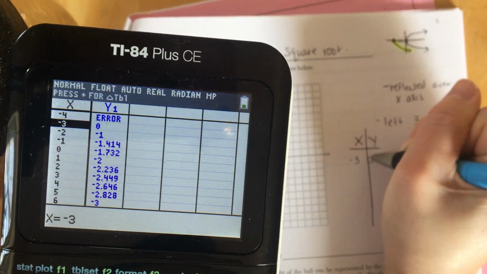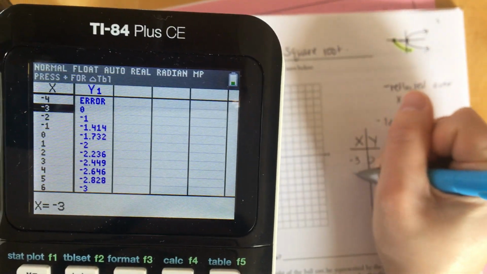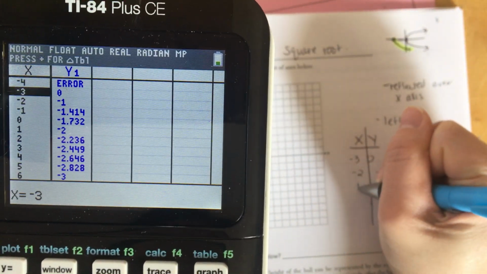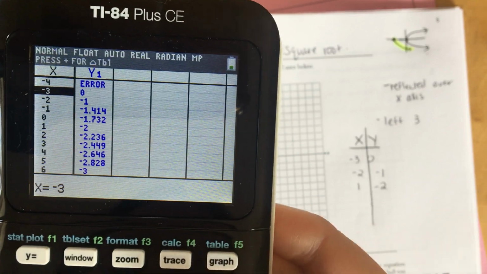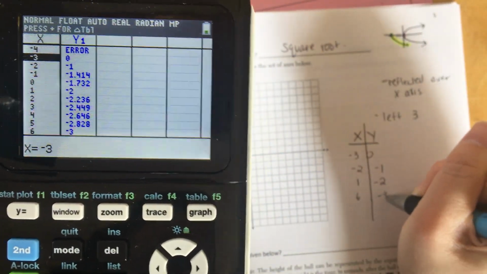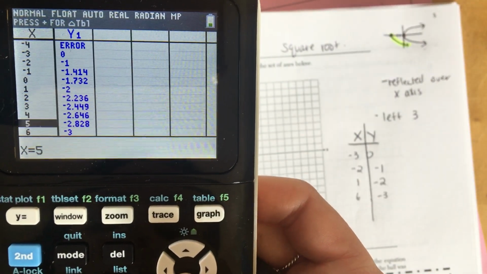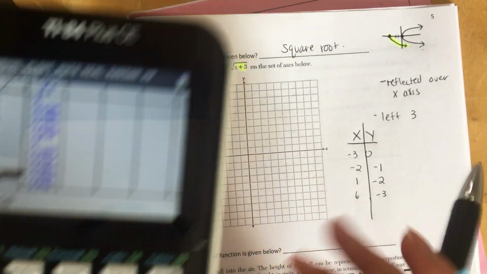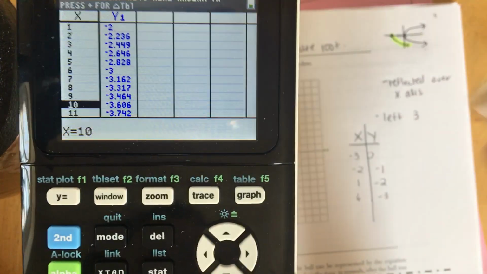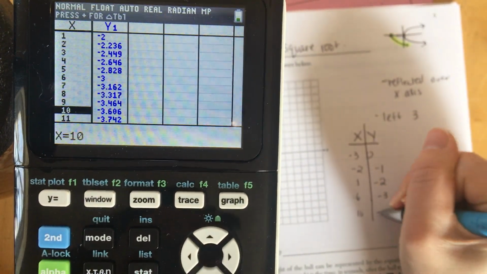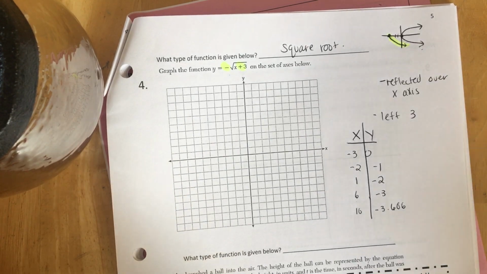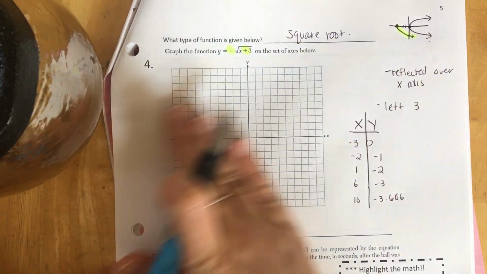Okay, -3, 0. We're gonna plot -2, -1. I'm gonna skip to the nice numbers. 1, -2, 6, -3. And then I'm gonna plot as far right as I can go, which is 10, right? That goes to 10 on the X. So I'm gonna plot 10, -3.6. Oh, 6, okay.